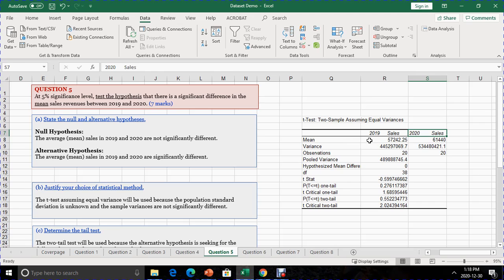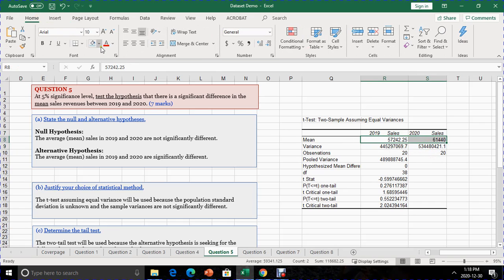So this is the average sales for 2019, and for 2020 that's the average sale. So we're trying to figure out if there is any significant difference between this average value. Are they essentially close enough to be equal, or are they far apart to be significantly different? Those are the two hypothesis test statements that we have.